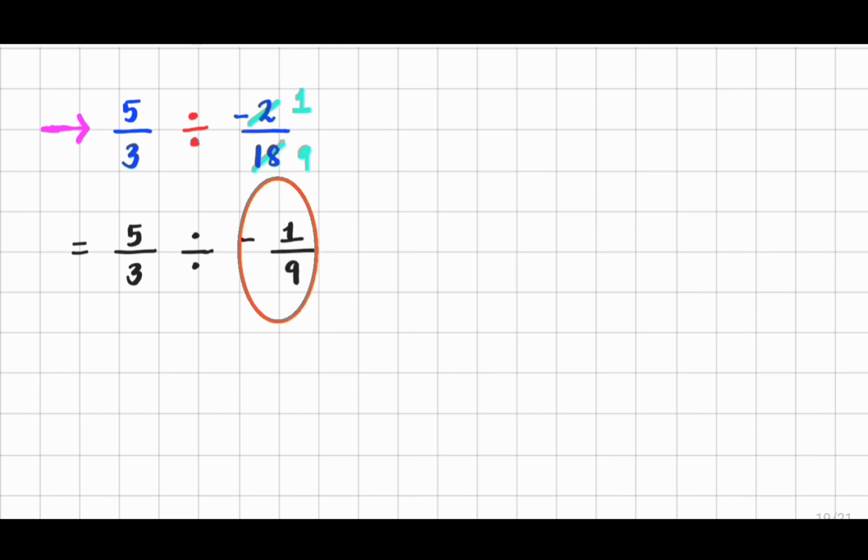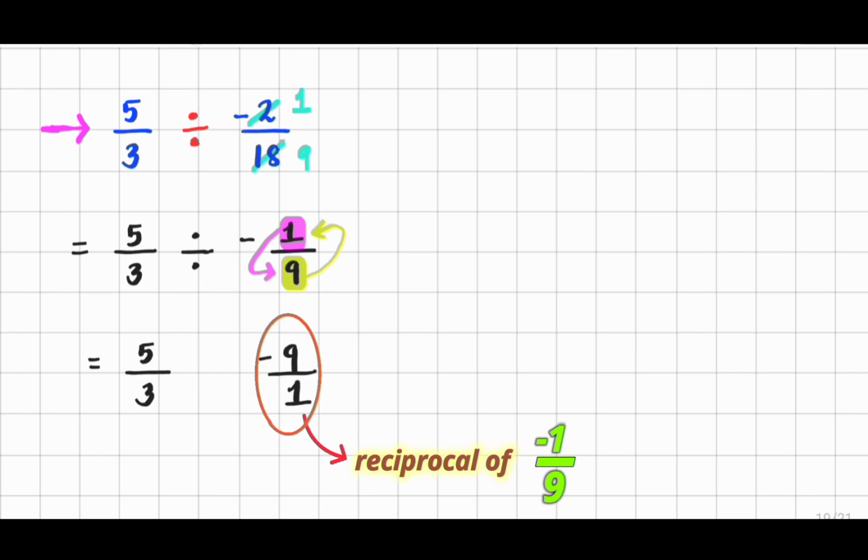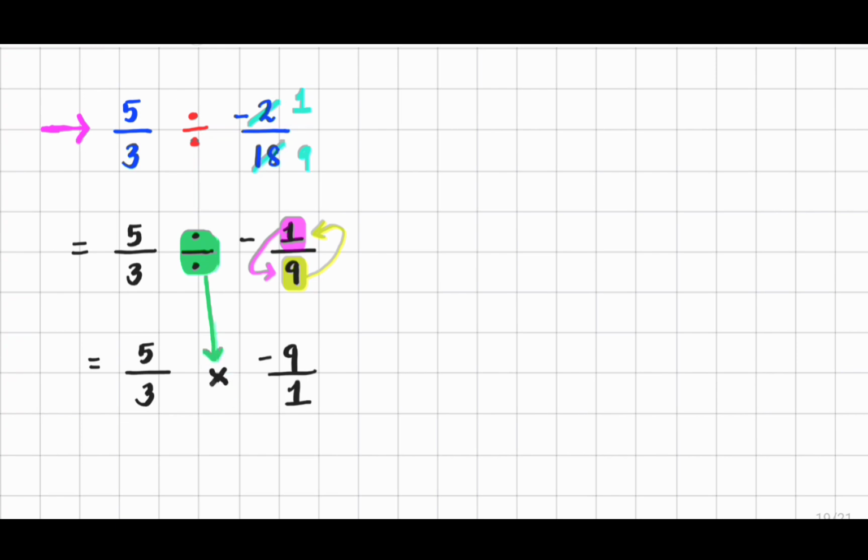Next, flip the rational number after the division sign upside down. While doing this, we don't need to bring the negative sign from top to bottom. You always keep the negative sign in the top. This is called the reciprocal of the original rational number. Then change the division sign to a multiplication. Then all you have to do is perform the multiplication as we did in the previous examples.